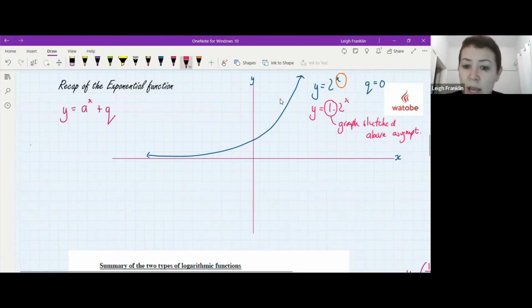The other thing that's important for us to take cognizance of here is our domain and range. As far as our domain is concerned, x is an element of the real numbers, because the graph keeps going in both directions. And as far as y is concerned, we would say that y is greater than 0.